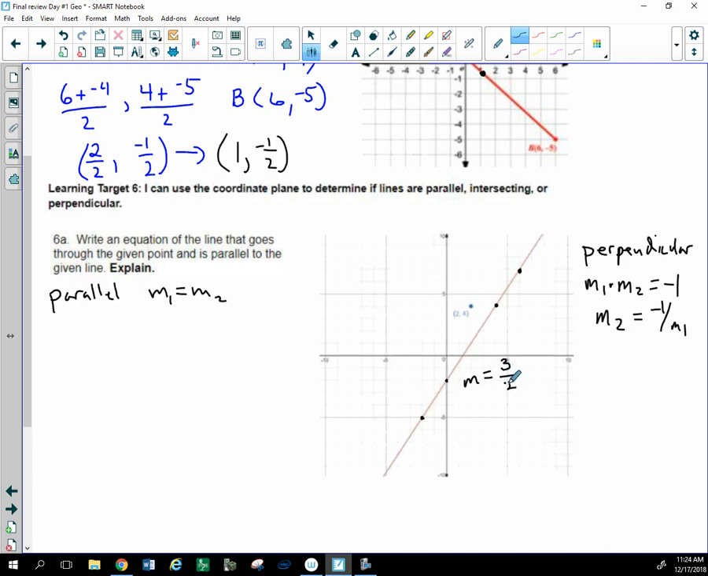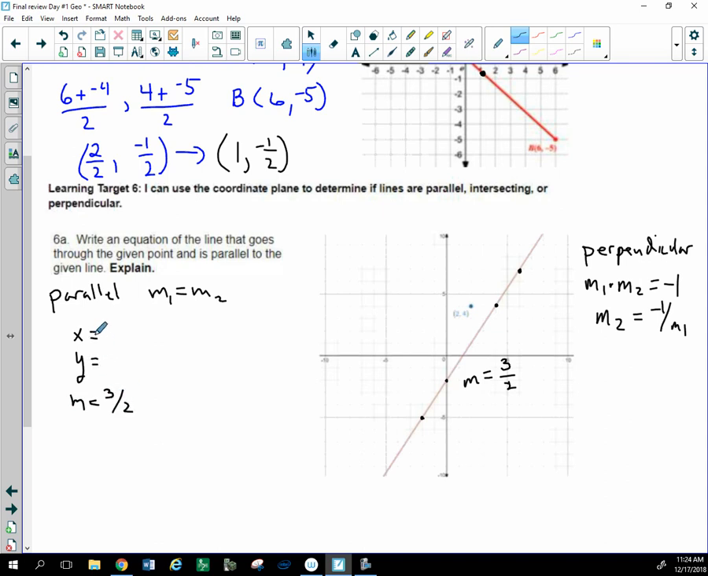So we're just going to steal this slope for parallel. If it was perpendicular, negative 2/3 would have been the slope we would use. But since we're doing parallel, we're not going to worry about that too much. When we write an equation of a line, we need three things: an x, a y, and a slope. In this case, we have a slope of 3/2.